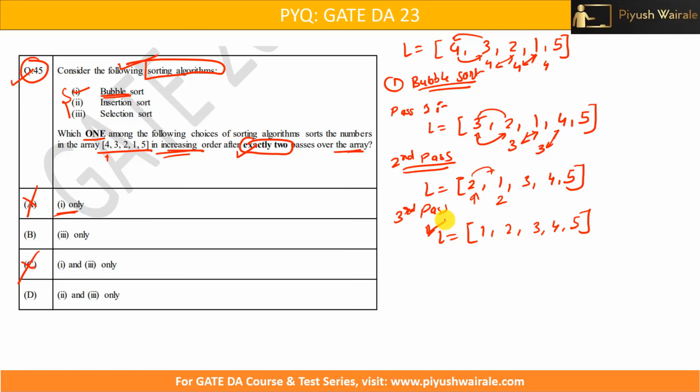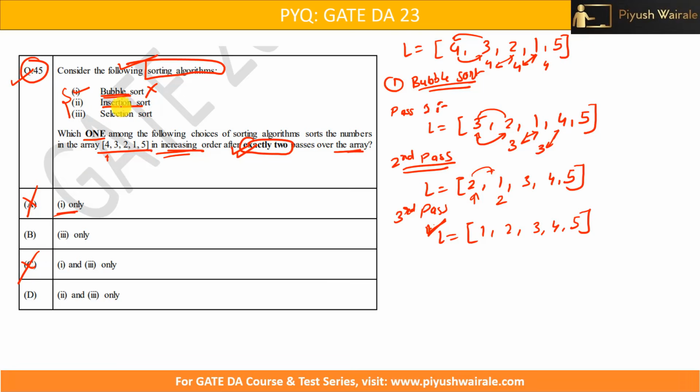So this is my sorted array. But we want exactly two passes. So we are getting this sorted array after the third pass, right? So option A is not correct here. That is, the bubble sort algorithm will not give the correct order after two passes. If it were exactly three passes, then bubble sort would be the correct answer, but it is not giving us that after two passes. So option A and option C are not correct.